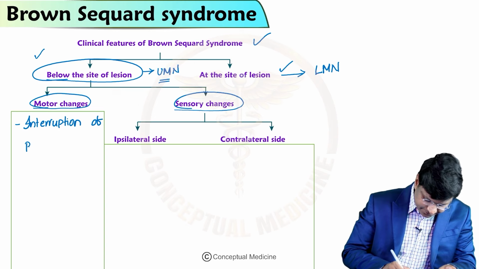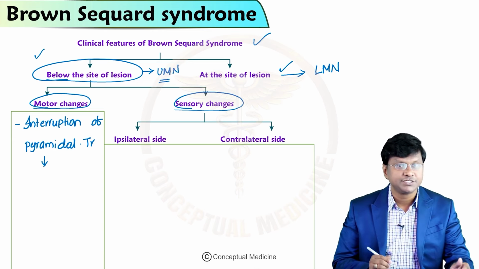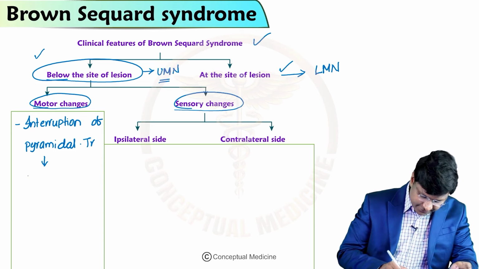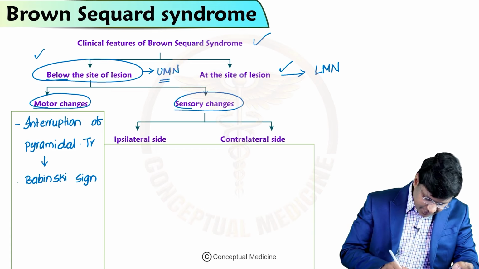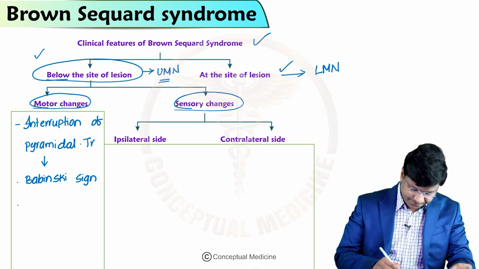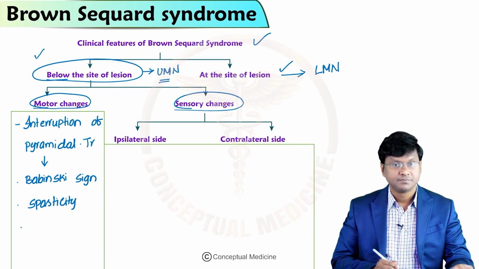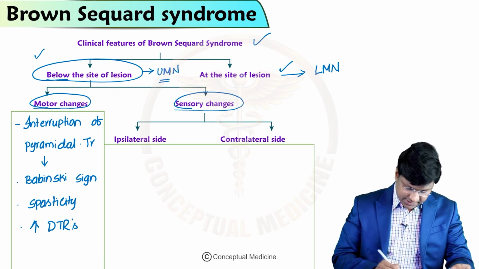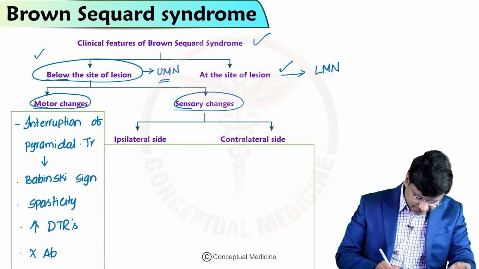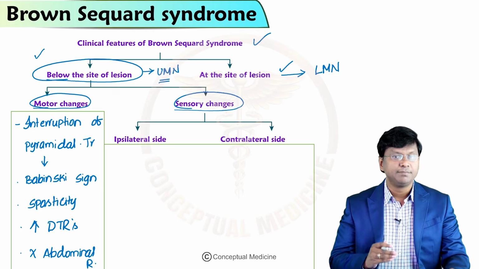Right, interruption of pyramidal tract. So what will be the features of the pyramidal tract lesion? The features of the pyramidal tract lesion include, number one, there will be Babinski sign, right? That means there will be upgoing plantars on doing a plantar reflex. Then spasticity will be there, that is hypertonia, and there will be increased deep tendon reflexes, and there is also loss of abdominal reflex. So these will be the motor changes below the site of lesion.